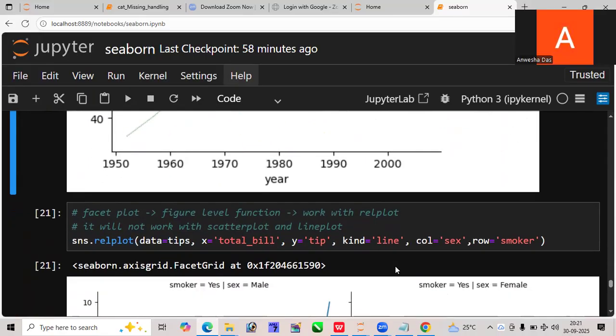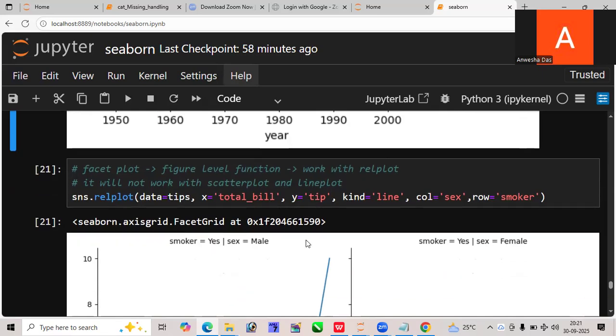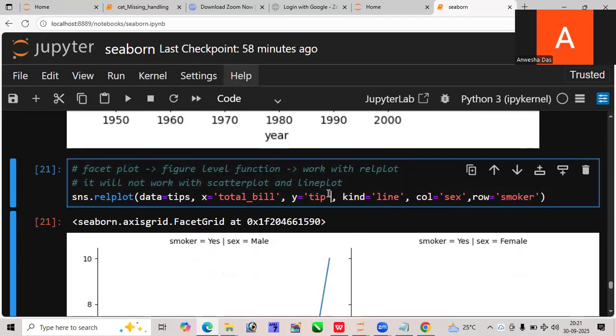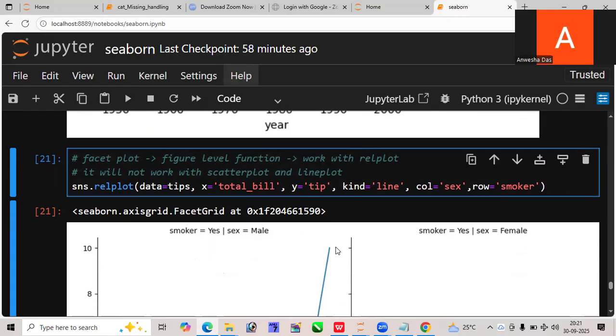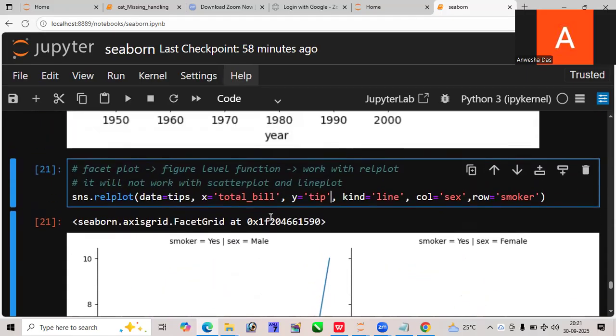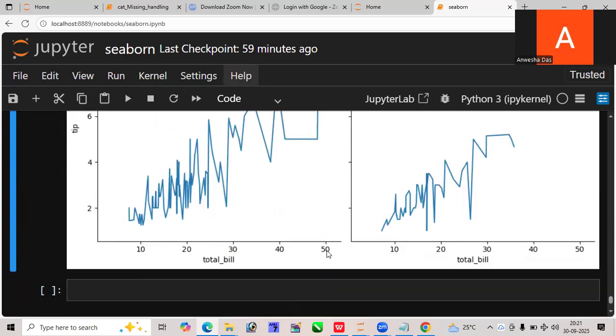After that, I want to create another plot, the facet plot. When we are talking about the facet plot, we have to draw these using a figure level function. Here I created a relationship between total bill and tip, and I want to create a line chart. There my column equals sex, that means male and female, and for row I mention smoker. See here, I have created four graphs.